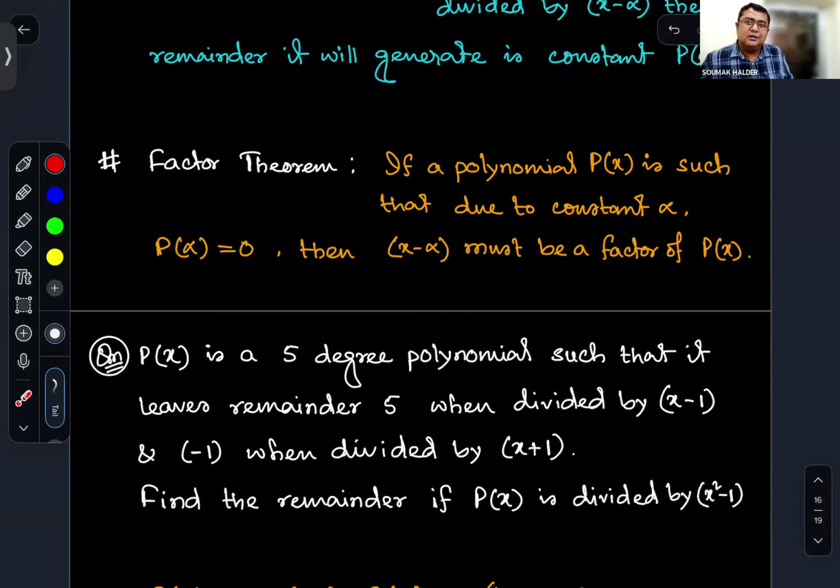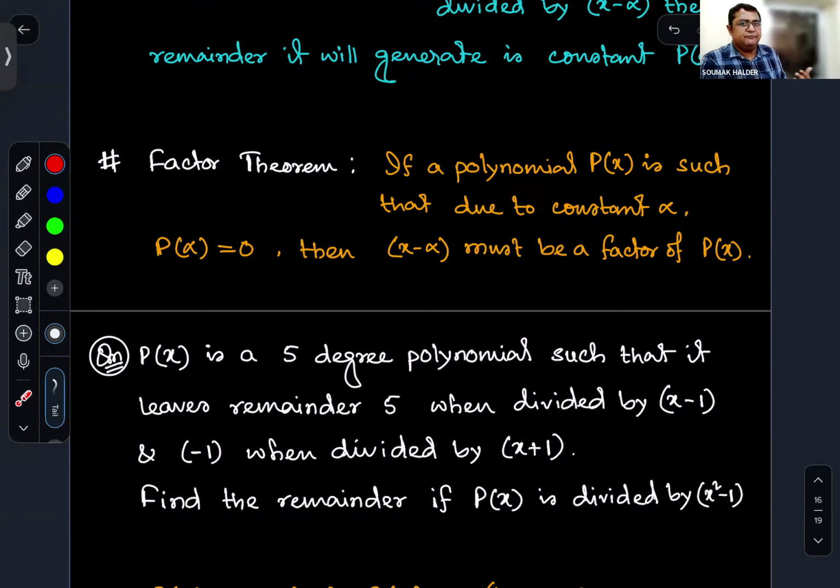P of x is a 5-degree polynomial such that it leaves remainder 5 when divided by x minus 1 and leaves remainder minus 1 when divided by x plus 1. We have to find the remainder if p of x is divided by x square minus 1. Okay? Firstly, mark down the question and try to correlate the given information.